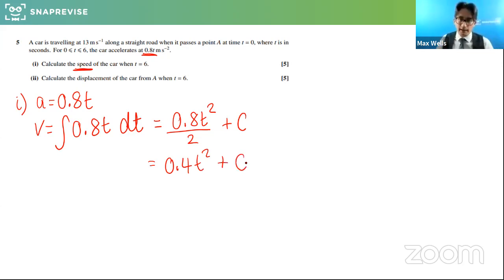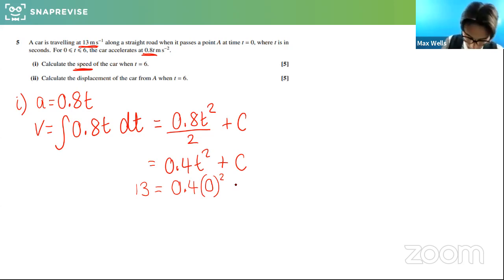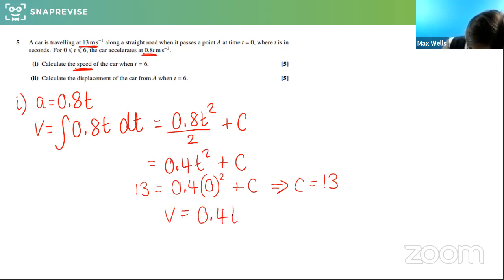This whole plus c thing is important, because we know at the initial time it's already traveling at 13 meters per second. So I can put that information in and say 13 is equal to 0.4, t would be 0 because it's the initial time, plus c. So 0 plus c is 13. This tells us c is equal to 13. So now an actual function of the velocity is going to be v equals 0.4 t squared plus 13.